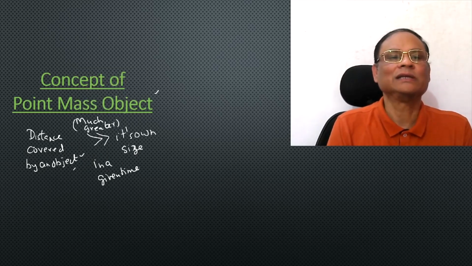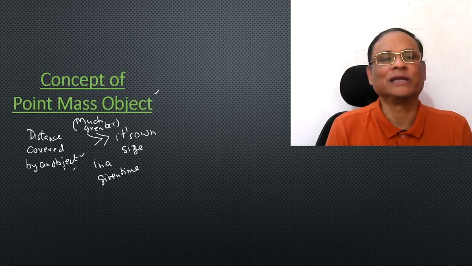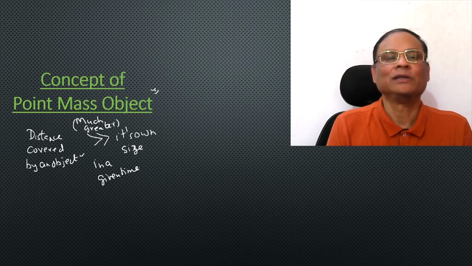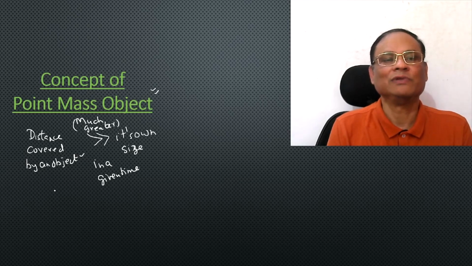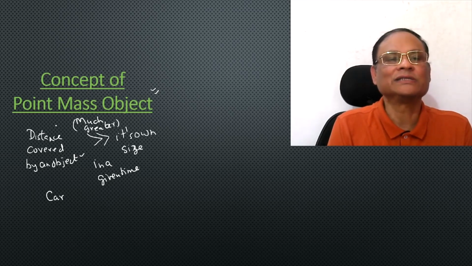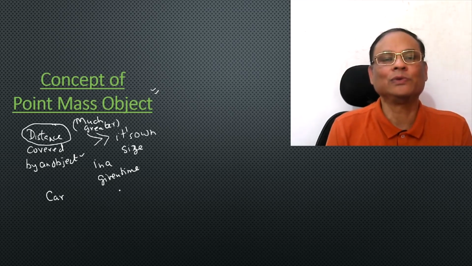Once again I'll say: when the distance covered by an object is much greater than its own size in a given time, then that object is regarded as a point mass object. Now we'll see the two cases. We'll see the example. I am taking a car. Here in this definition, distance is involved. So there will be two situations.